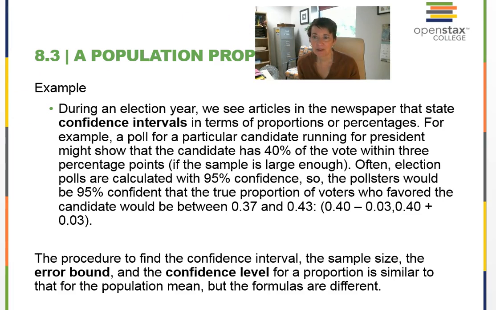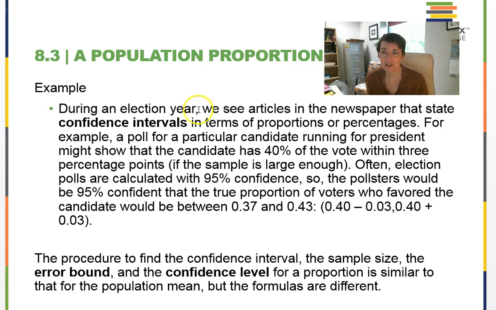Here we have a population proportion, which is just a little bit different. During an election year, we see articles in the newspaper that state confidence intervals in terms of proportions or percentages. So, for example, a poll for a candidate running for president might show he has 40% of the vote within 3 percentage points, if the sample is large enough. Often election polls are calculated within 95% confidence. So how do we do that? What are we talking about? The procedure to find these confidence intervals.